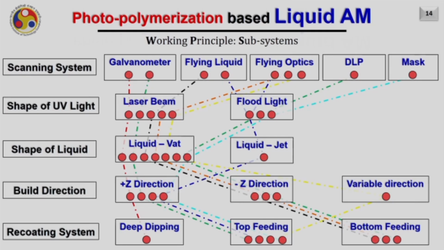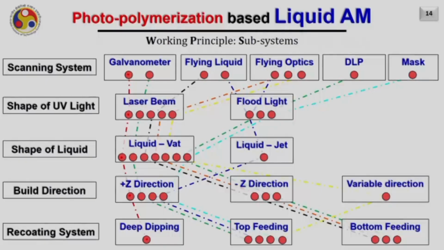Like the system which uses galvanometer for scanning, it uses shape of UV light as laser beam, shape of liquid is nothing but liquid wet, build direction is in plus Z direction, and recoat or spread the new layer by deep dipping technique. This particular machine was developed by 3D Systems and it is called SLA. That was the first known additive manufacturing process. It was developed in 1980s and they use these subsystems.